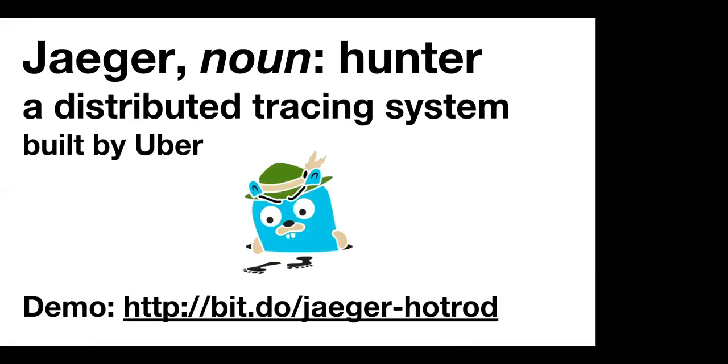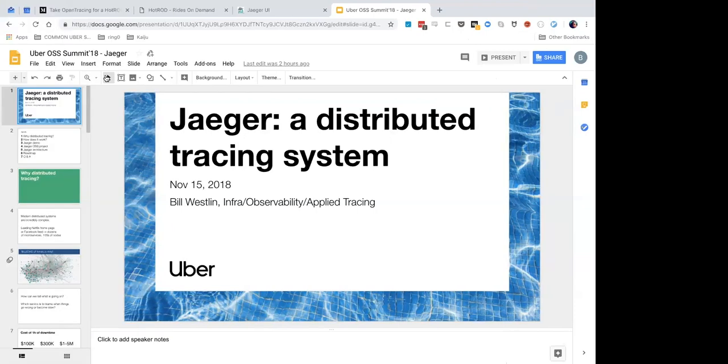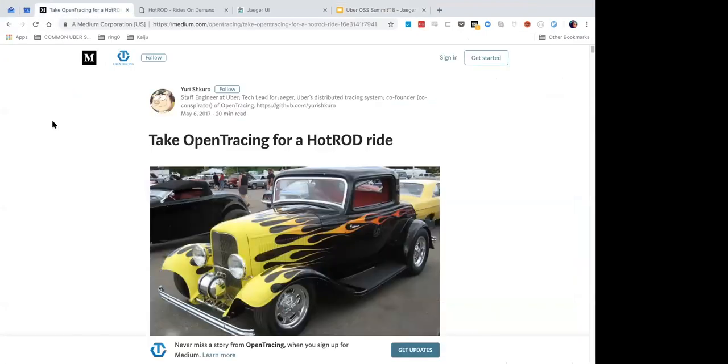Okay, so that explains tracing at a high level, what a trace looks like, what these spans are. So let's actually go test this out. So we have a Hot Rod demo available online. Let me switch my screen here. Cool. Okay. So there's a Medium blog post called Take OpenTracing for a Hot Rod Ride.